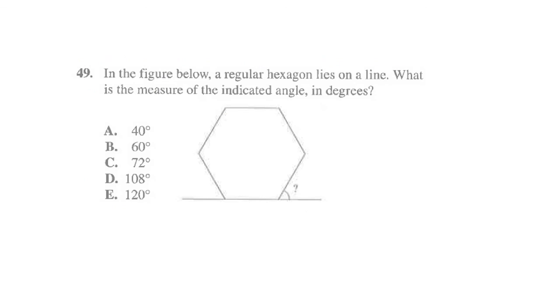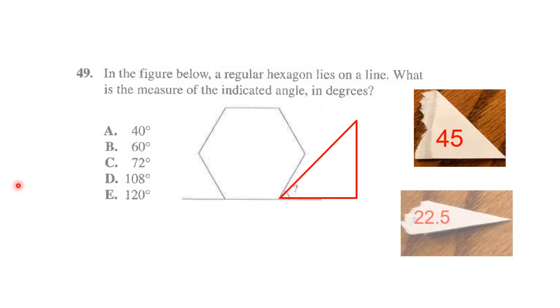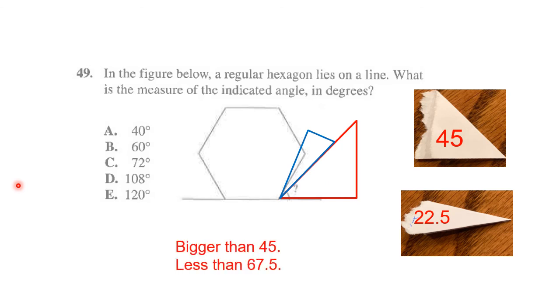What is the measure of the indicated angle, in degrees? Well, let's use what we can eliminate. We know we can eliminate E, that's 120, that's bigger than 90. We can eliminate D. Now for the others, let's use our 45-degree angle to start with. Put it here. Okay, so we know it's bigger than 45 degrees. Now let's fold it again and use our 22.5. Make a mark on your paper and put your 22.5 here. So 45 plus 22.5 is 67.5. So we know it's less than that. It's bigger than 45, less than 67.5, has to be B.